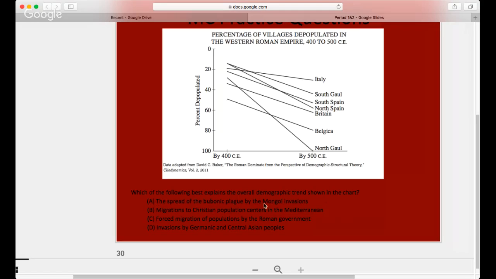So what would explain why they all went down? A, the spread of the bubonic plague by Mongol invasions. At first you might be like, yes, diseases, that's it. But remember that Mongols are not until period 3, so you can immediately cross off A. B, migrations to Christian population centers in the Mediterranean. People aren't moving to Christian centers. We've never talked about that, so you can cross off B. C, forced migration of populations by the Roman government. Again, never talked about that, so we can cross off C. D, invasions by Germanic and Central Asian peoples. Yes, we talked about how Rome fell because it was invaded by Germanic peoples. So your correct answer there would be D as in dog.